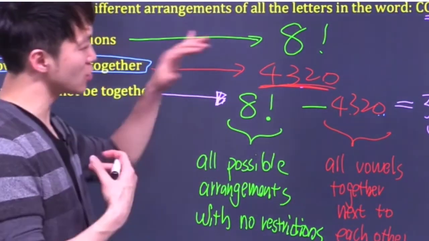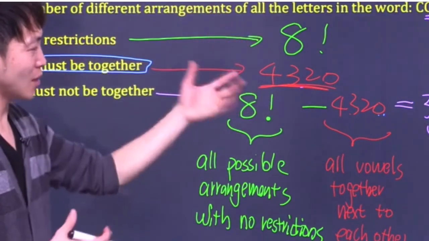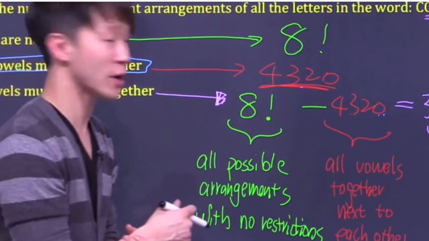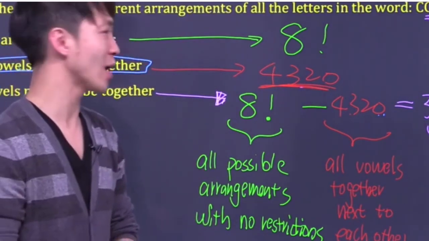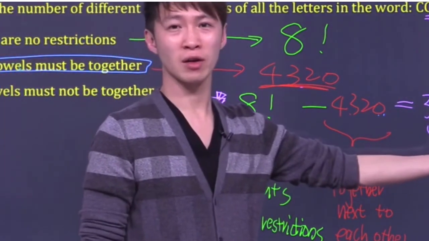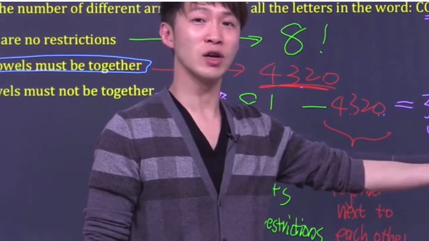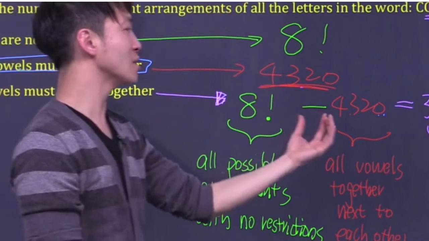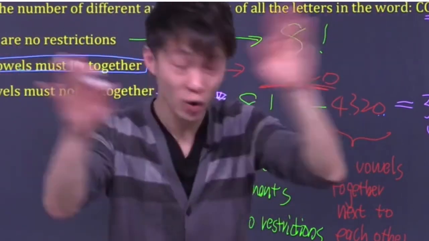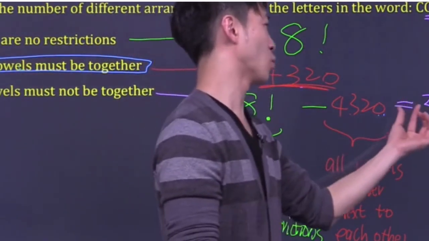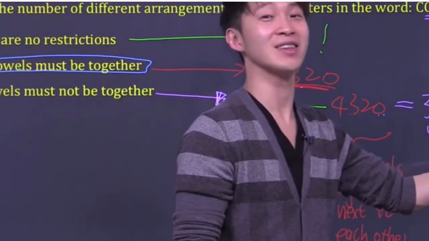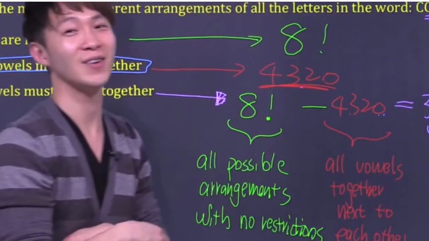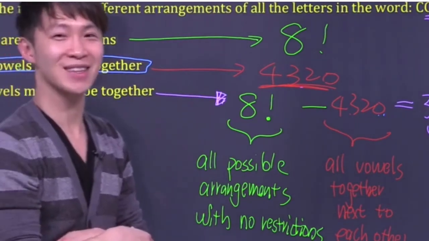So, guys, we're going to use this idea very often for the rest of the chapter. Whenever you want to find something you are looking for, one way to do it is to find all the possible cases minus the cases that you are not looking for. Whatever is left is the number of cases that you are looking for. That's it, okay? Good.